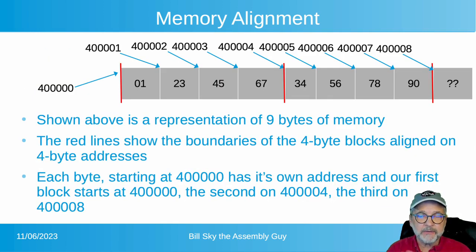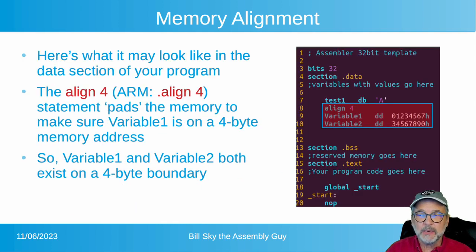This memory right here that we've got, what might it look like in the actual data section? Well, you can see, and we can ignore line 7 for right now, but I aligned on line 8 the next variable on a 4-byte boundary called variable 1, and it has the values 0, 1, 2, 3, 4, 5, 6, 7 hex. Variable 2 is right underneath that with 3, 4, 5, 6, 7, 8, 9, 0.